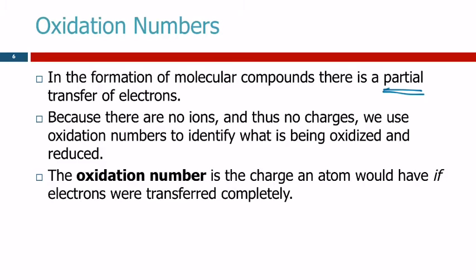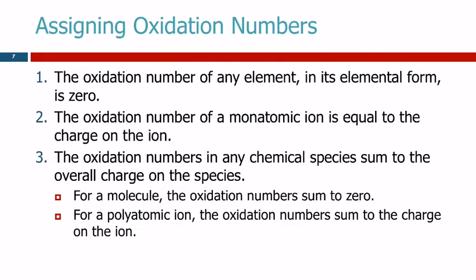So oxidation numbers help us to identify what's being oxidized and reduced. The oxidation number is the charge an atom would have if electrons were transferred completely. So for the ionic compounds, those simple monatomic ions, the oxidation number is the same as the ionic charge. But in a molecular compound where there are no ions, the oxidation number helps us to identify what's being oxidized and what's being reduced. So how do we decide what the oxidation number is? There's basically 3 rules. Your book lists them as 2 rules, but I separated it into 3.